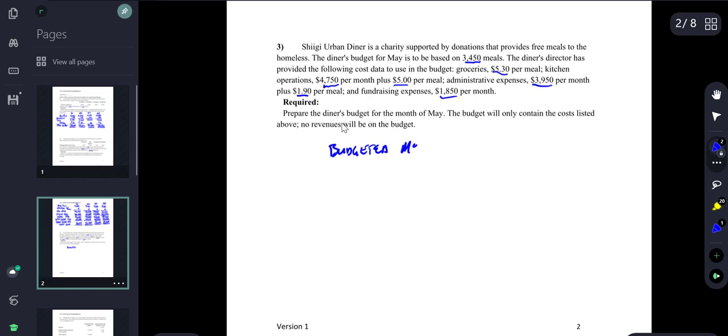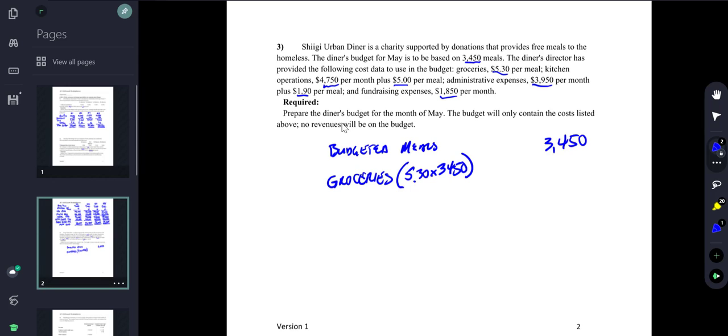Okay, so we have budgeted meals of 3,450. We're not calculating any revenue in this. We're only calculating expenses. So the first expense we have is groceries, and that's going to be $5.30 times 3,450. So the cost for groceries is $18,285.